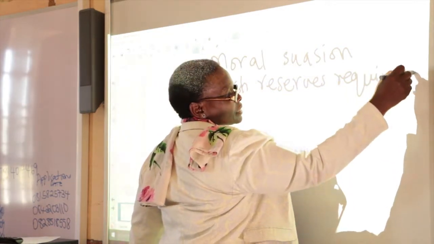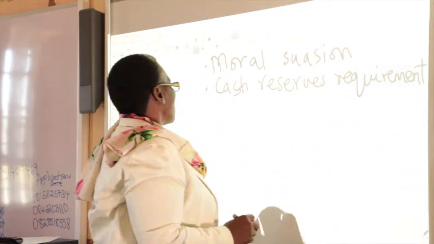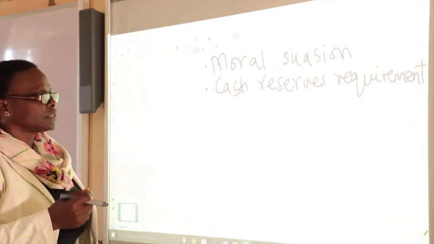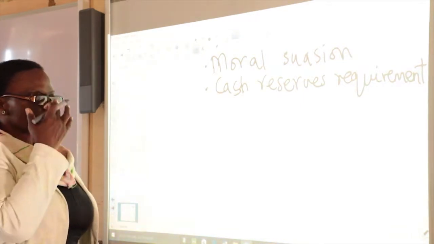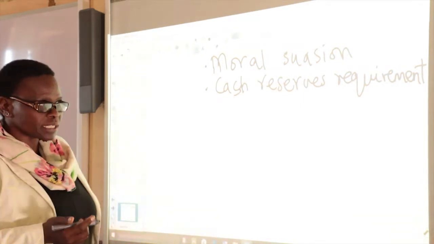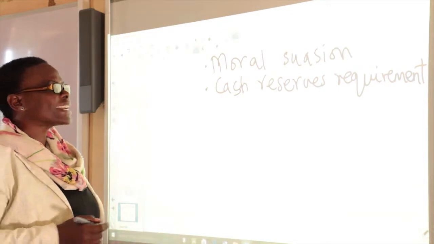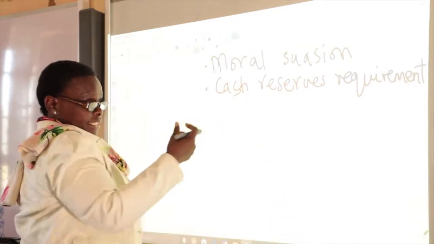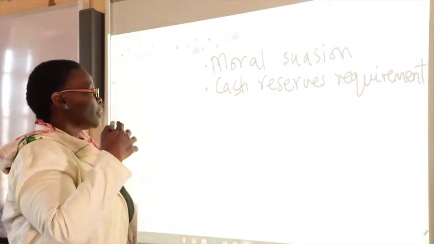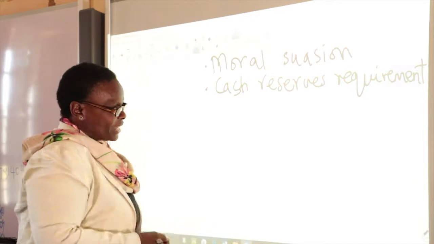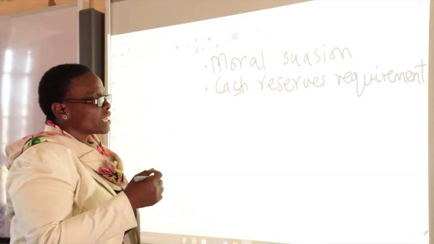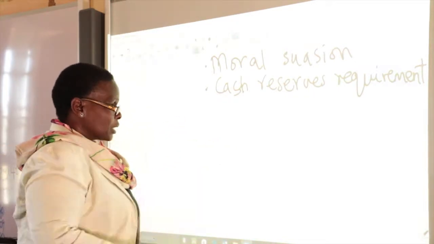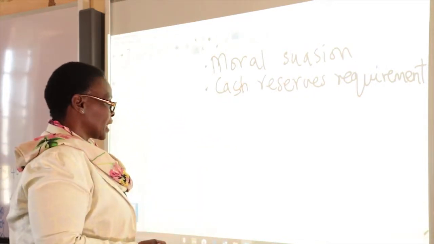Now, how does this work? Cash reserves. For every deposit that the commercial banks receive from clients, the South African Reserve Bank requires them to keep a certain percentage as cash reserves, so that when clients need their money, the commercial banks are liquid and have cash available to dispense to their clients.